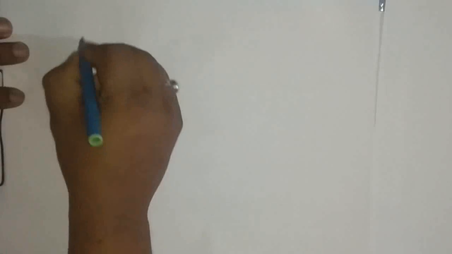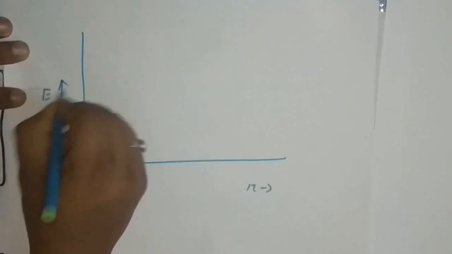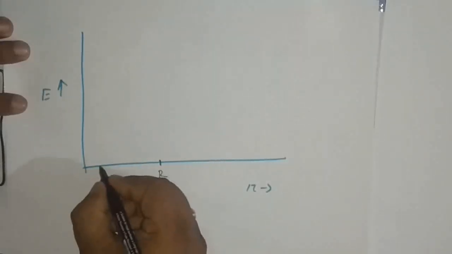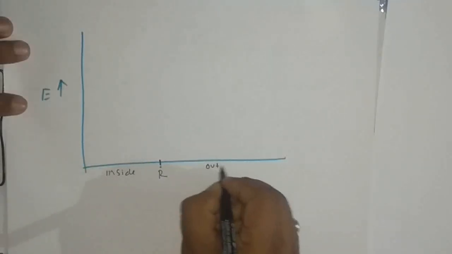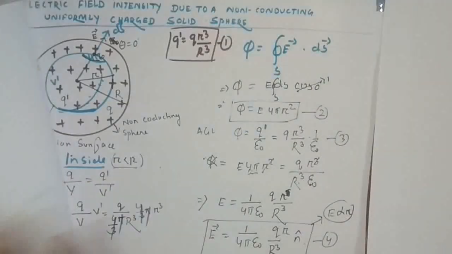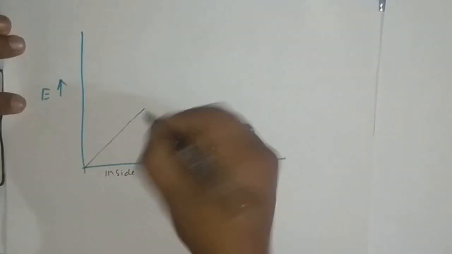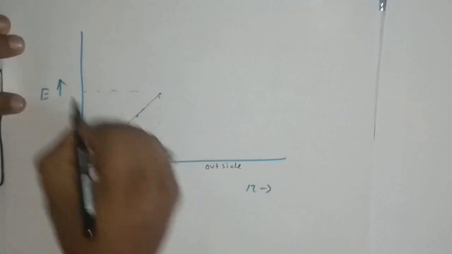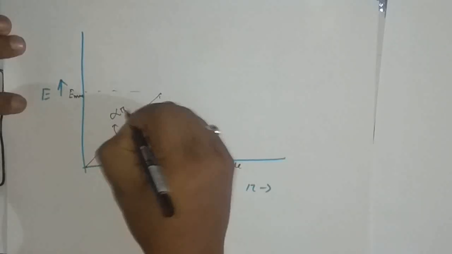If we focus on the graph, if I want to know the electric field intensity versus distance graph, let this be mine on the surface. Let this be inside, this is on the surface, and this is for outside. Let us go for inside, directly proportional. So this is a straight line. I got the maximum electric field here on the surface. This represents what? It is directly proportional.